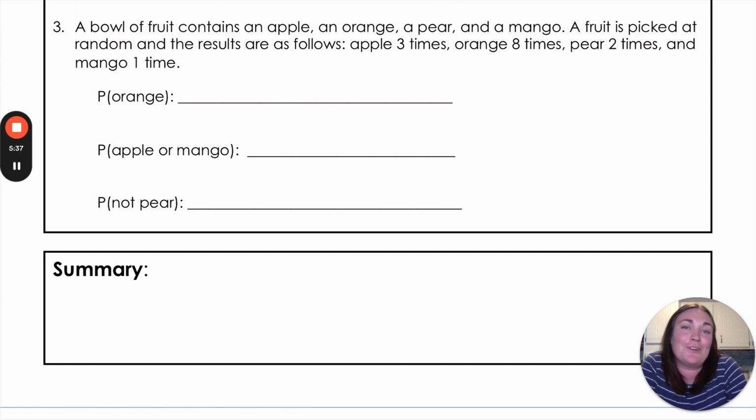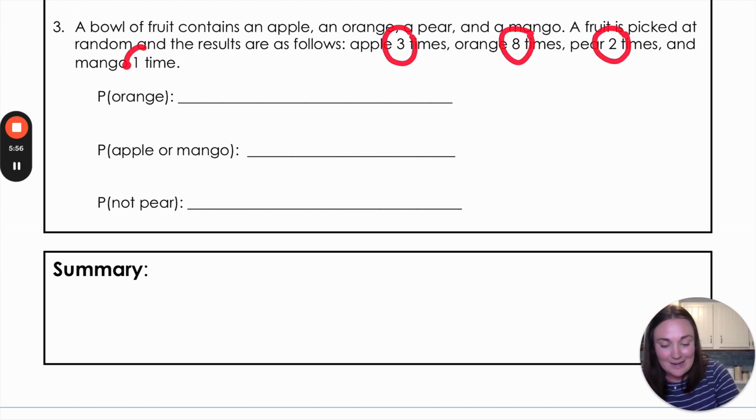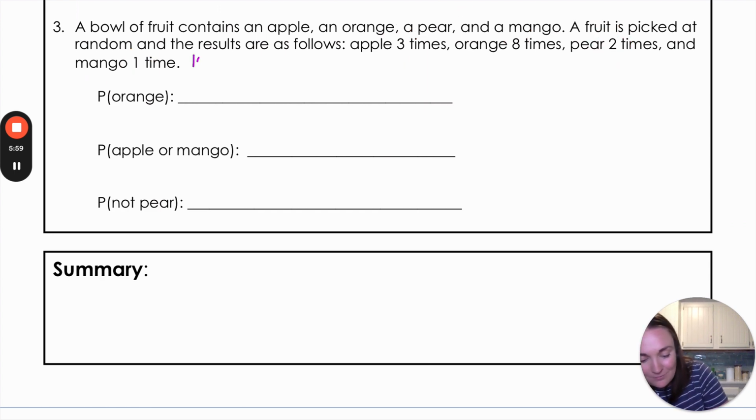Okay, and so for our last example for this video, we've got a bowl of fruit that contains an apple, an orange, a pear, and a mango. A fruit was picked at random, and the results are shown below. So we got an apple 3 times, an orange 8 times, a pear 2 times, and a mango 1 time. So in order to find our total, we've got to add those together. So 3 plus 8 gives us that 11, 13, and 14. So we picked a fruit 14 total times. That's going to be our bottom number of our fraction.